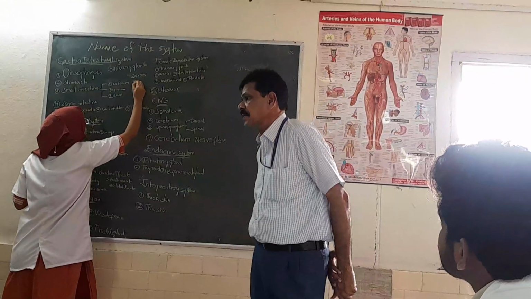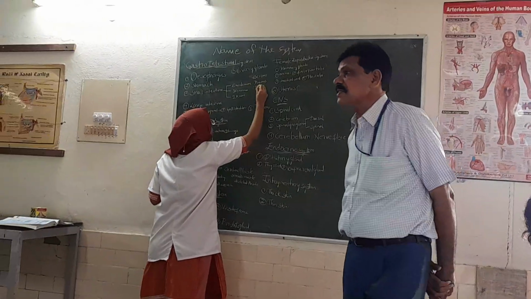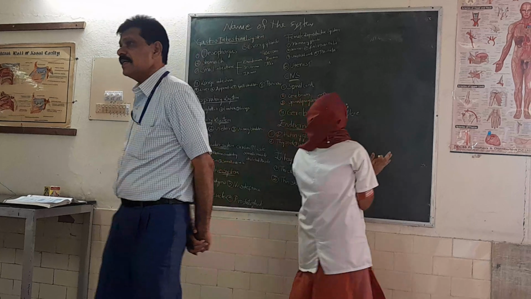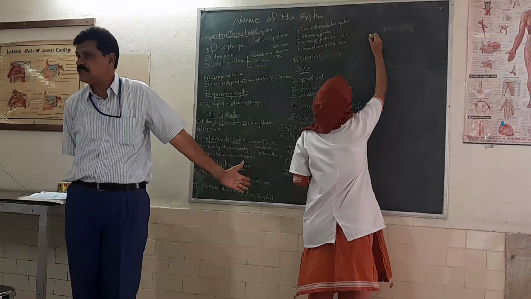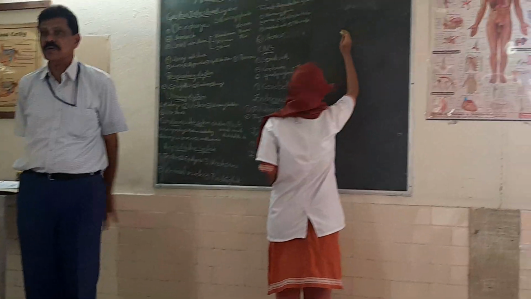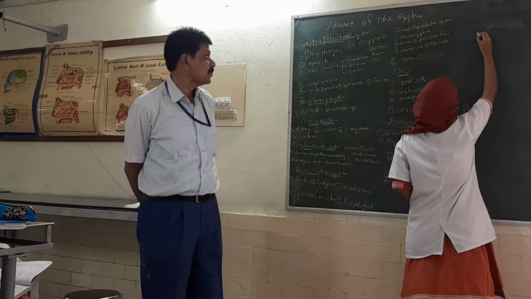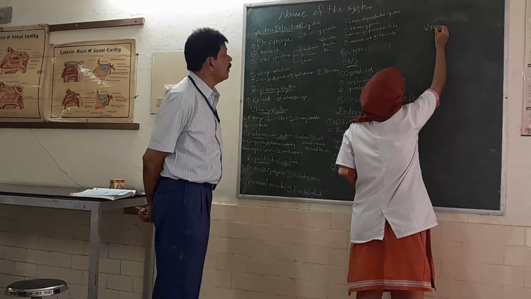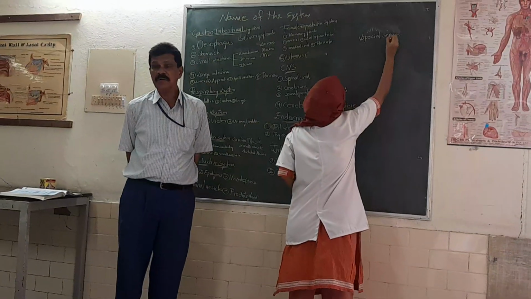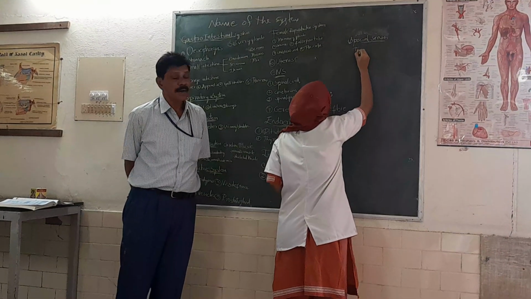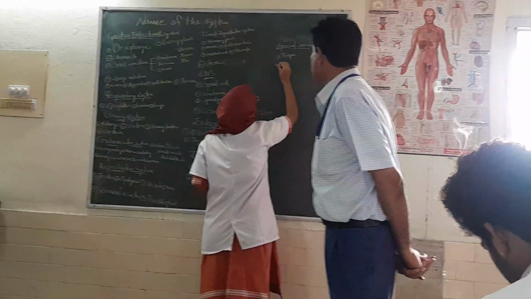Then the special senses. What are these special senses? One is the eye and ear. Tongue also comes under special senses. Tongue will be kept in the digestive system as well as special senses. Taste sensation will be carried. Retina, cornea, optic nerve.